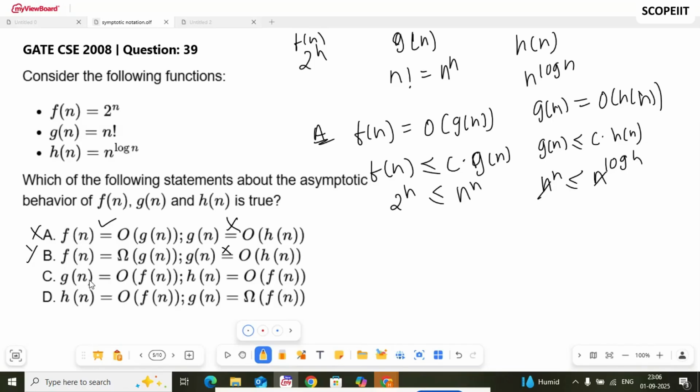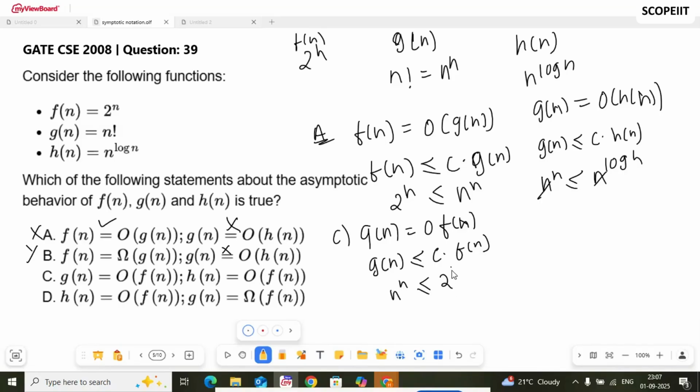Now let us see option C. Option C says that g of n is equal to big O of f of n. So that is g of n is less than or equal to c dot f of n. What's the value of g of n? That is n to the power n. Is it less than or equal to f of n, that is 2 to the power n? We have already solved this: 2 to the power n is less than n to the power n. But here they are saying it is greater, which is again false. So option C is also not right.